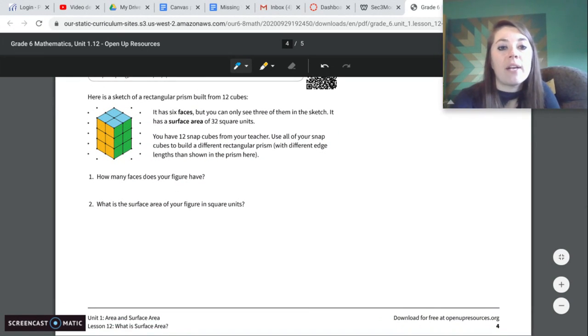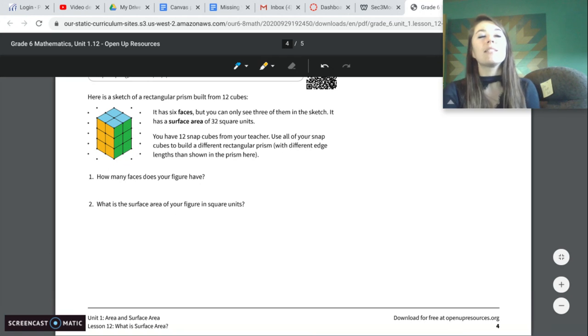So here's a sketch of a rectangular prism built from 12 cubes. So there's 12 cubes total in here. It has 6 faces, but we can only see 3 of them. So we've got 1, 2, 3. But remember, this side would also be back over here. This side would be over here. And then we've got the bottom. So we've got all 6 of those sides.